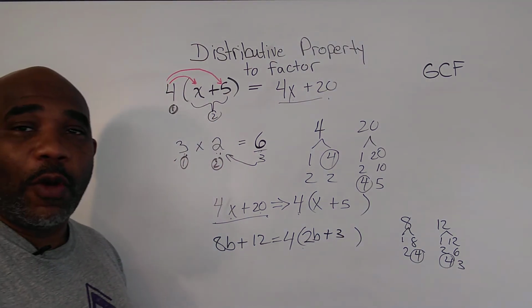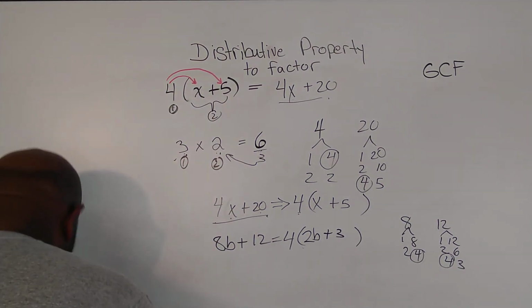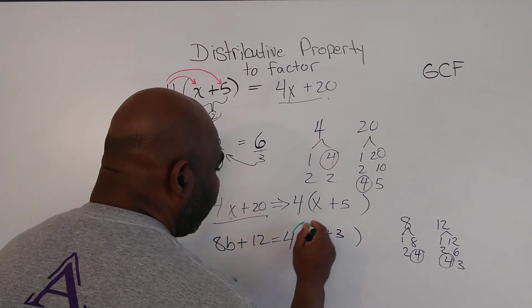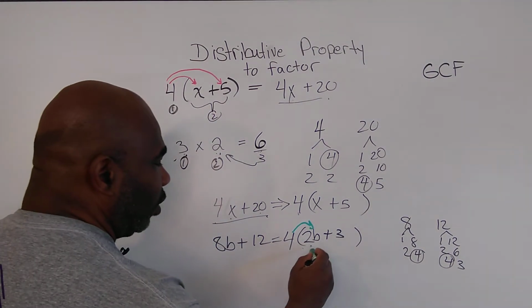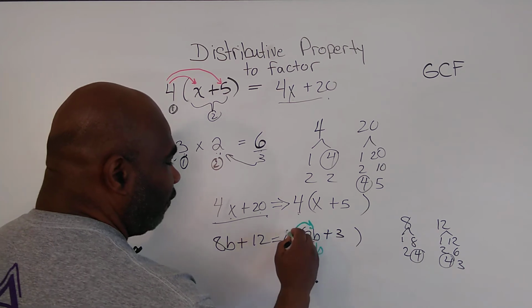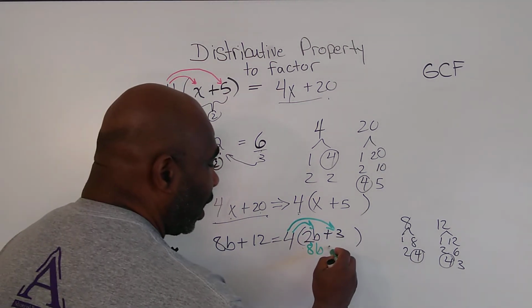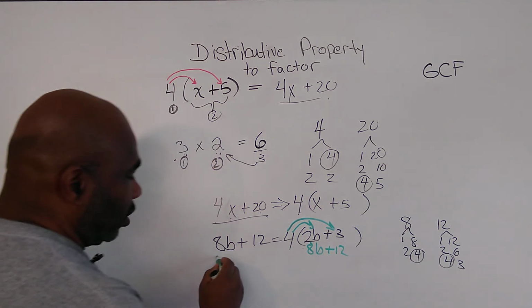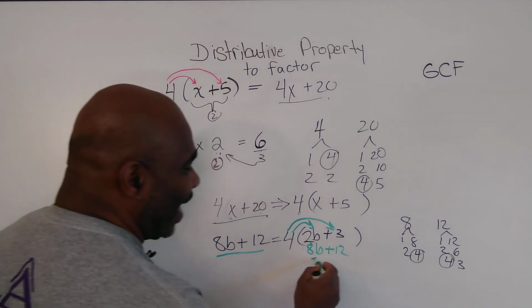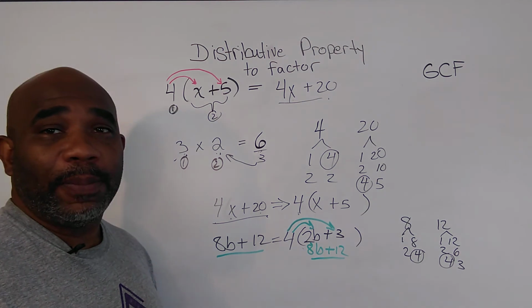And again, you can always go back and double check yourself. If I did 4 times 2b, that would give me 8b. If I did 4 times 3, the distributive property, I would get 12. I started with 8b plus 12. I ended with 8b plus 12.